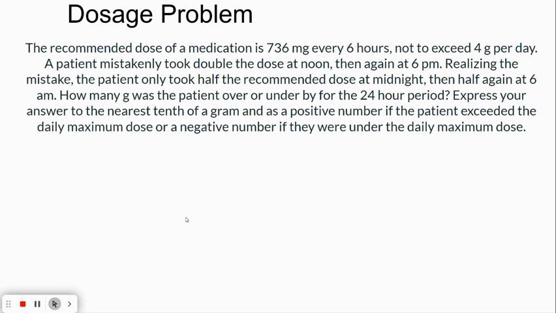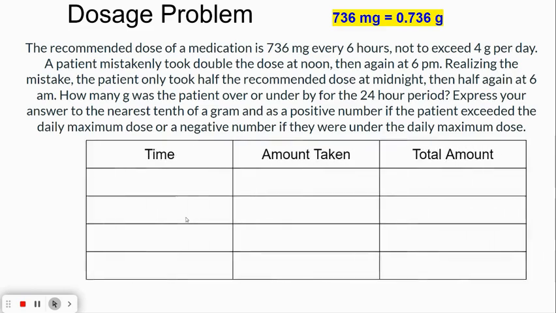Positive number if the patient exceeded the maximum dose, and a negative number if they were under the daily maximum dose. So I think because of the units difference, the first thing we need to do is convert those milligrams to grams, because we want the final answer in grams. So I quickly did 736 milligrams is 0.736 grams, and I did that by dividing by 1,000. And then I want to organize my information in a chart.